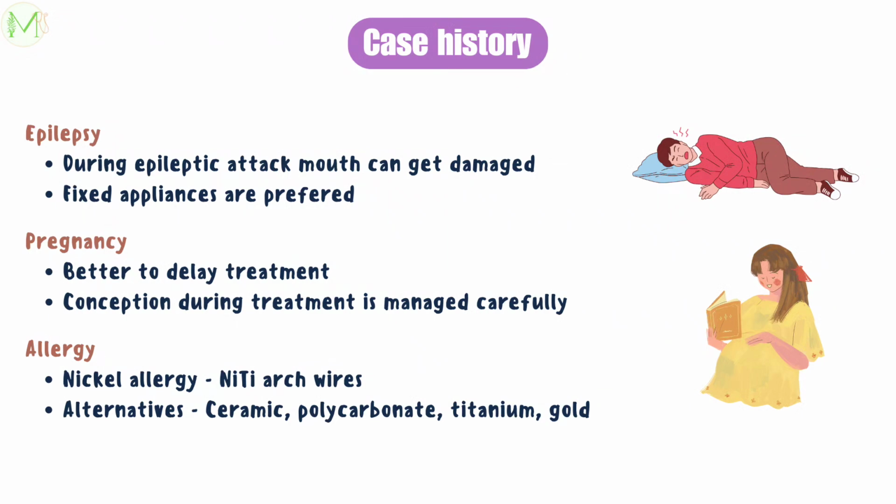The next thing we need to ask is if the patient has any allergy to medications or materials or latex, because sometimes in orthodontics, we might face some patients with nickel allergy. Nickel is present in a number of orthodontic materials, like nickel titanium arch wires, for example. So, a patient with a defined history of nickel allergy should be treated with caution, and alternative nickel-free bracket materials like ceramic, polycarbonate, titanium and gold should be substituted.